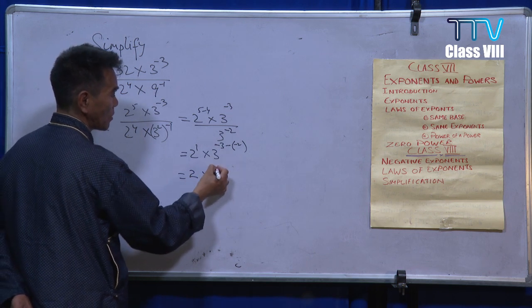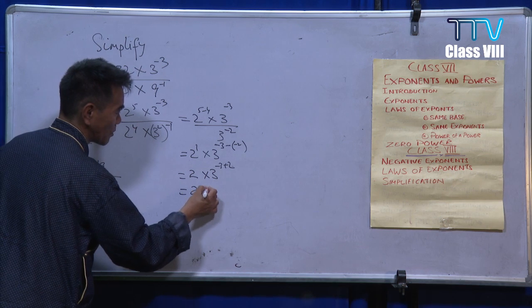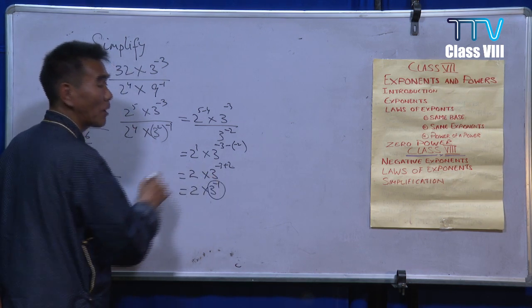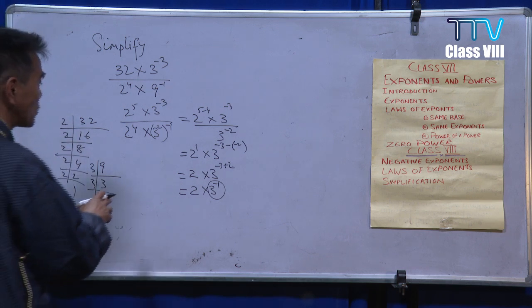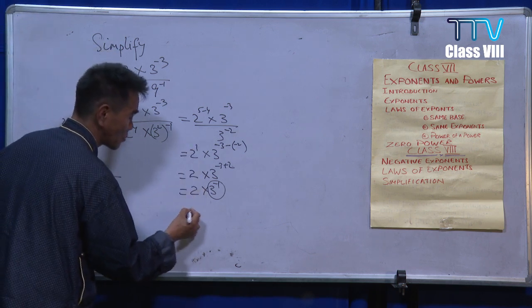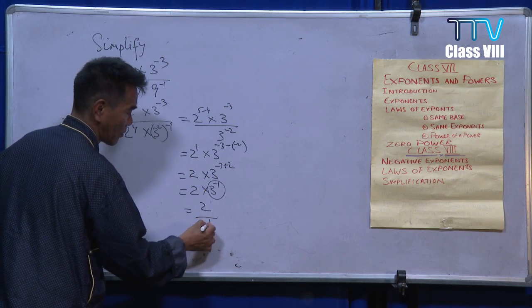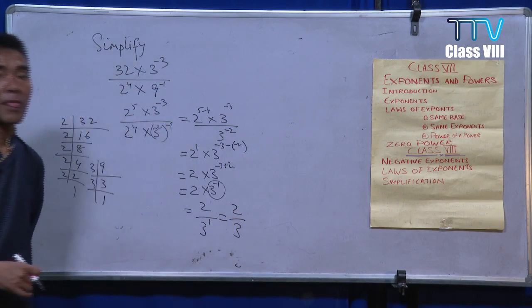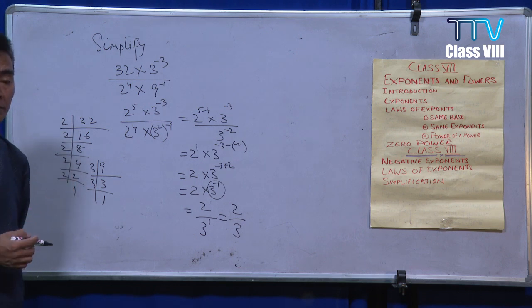3 raised to power minus 3 plus 2. 2 multiplied by 3 raised to power -1. The power negative changes to positive power, so 2 raised to power 1 positive. Raised power 1 and 3 raised power 1 is 3.